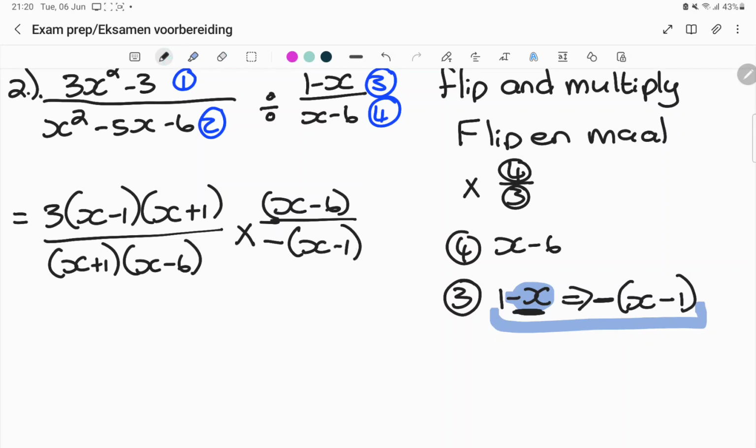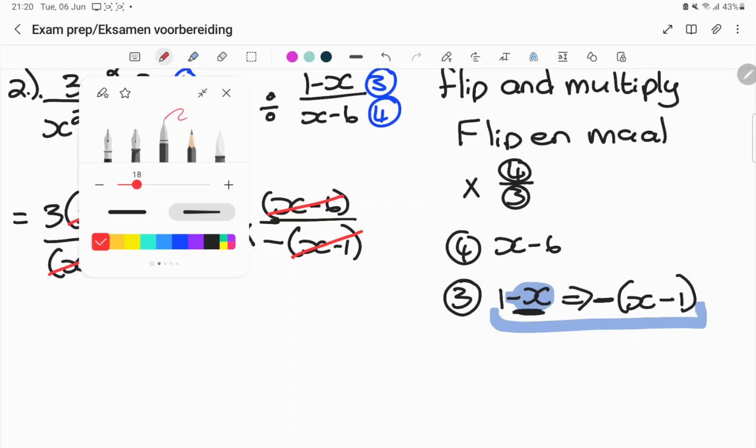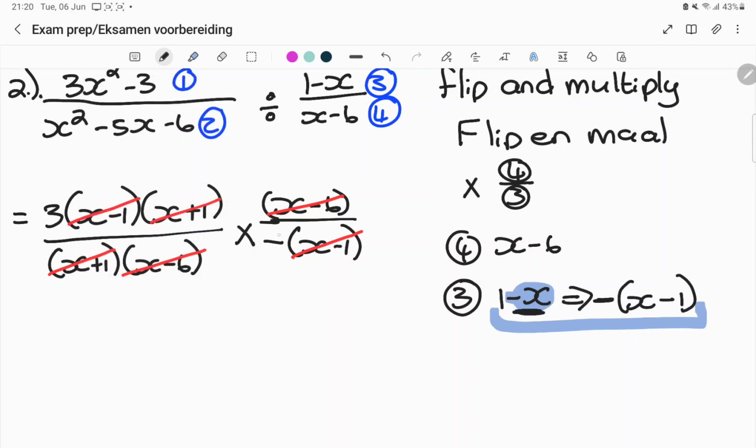Okay, so the fact that all of this is multiplication, I can see where I can cancel. So this x minus 6 and this x minus 6 will cancel. This x minus 1 and this x minus 1 will cancel. This x plus 1 and x plus 1 will cancel. So I'm only left with a 3 and a 1 and a minus 1. So this will become 3 times minus 1, which is negative 3. Right, so this one isn't too difficult.